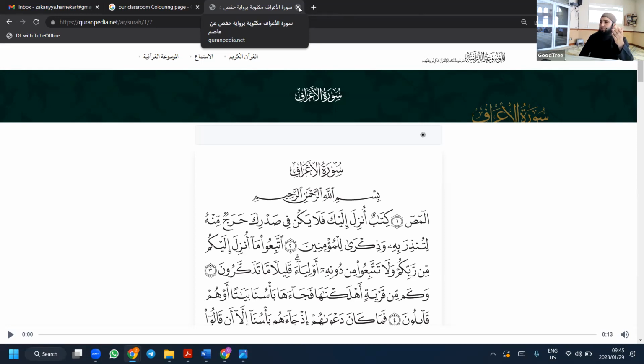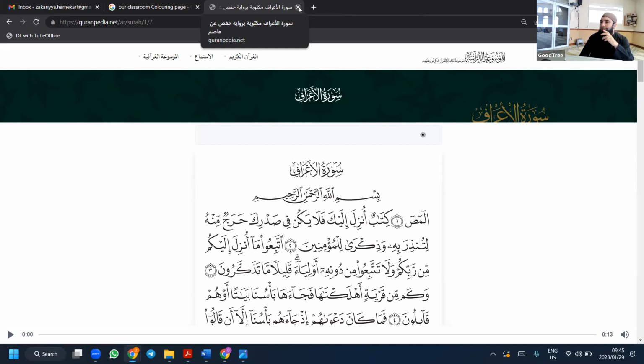And 7 is different to all of them. 7 has a noon before the first root letter. Yeah, there's that hamzat al-wasl, but don't worry about that. You just focus on the noon. If you see the noon, you'll be able to identify.